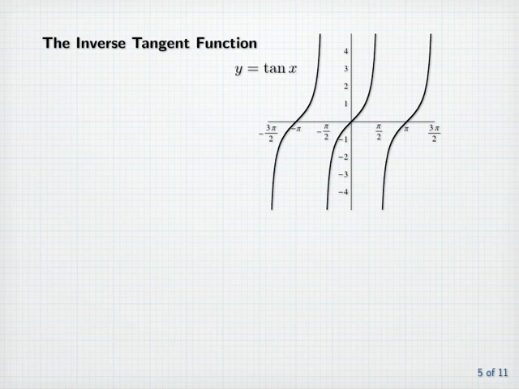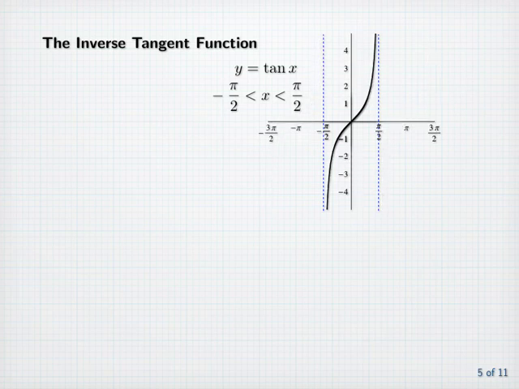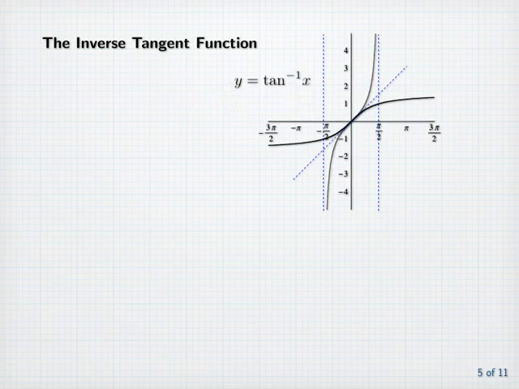The standard way of doing that is to restrict the domain to the interval between the two vertical asymptotes closest to 0. Those are y equals plus and minus pi over 2. So our restricted domain is the open interval from minus pi over 2 to pi over 2. So let's draw the line y equals x, and then reflect the graph about that line. This gives us the graph of the inverse tangent function.